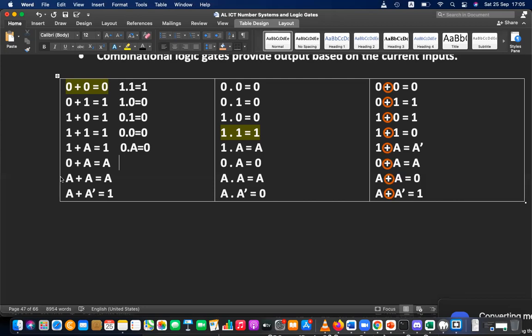And tell this also. 1 dot A equals A. Okay, okay. The next one. A dot A equals A. Next one. A dot A-bar equals 0. Okay, I think you got all the formats here. 1, 0, 0, 1, 0, 0. Okay. This is A, this is A. This is 0 and this is 0.